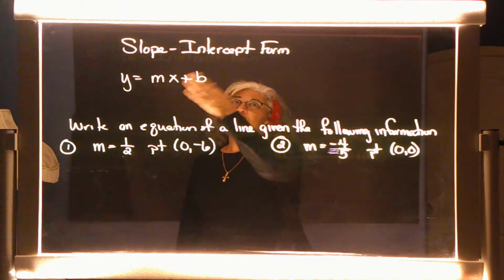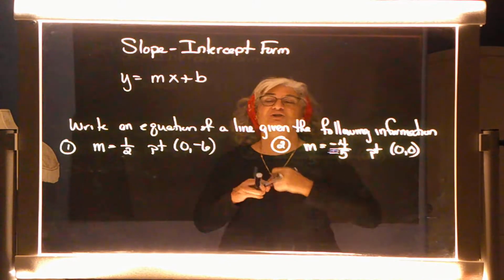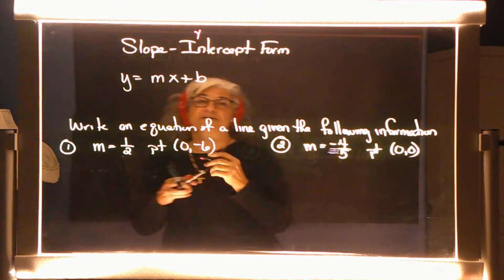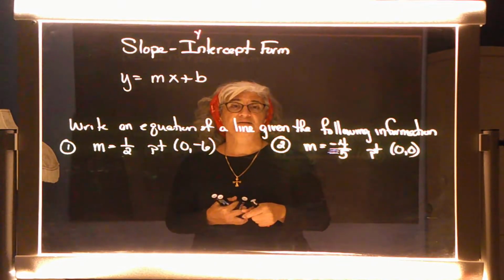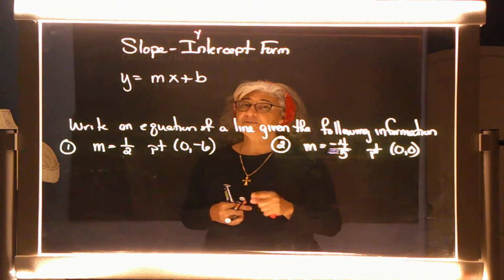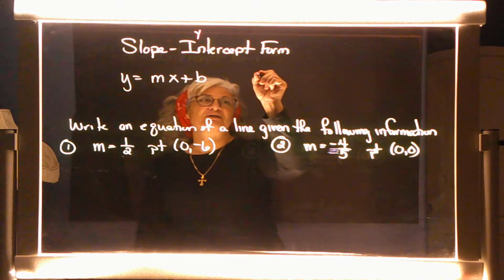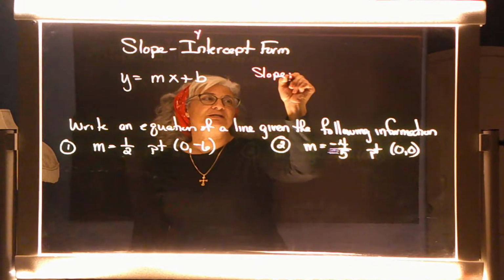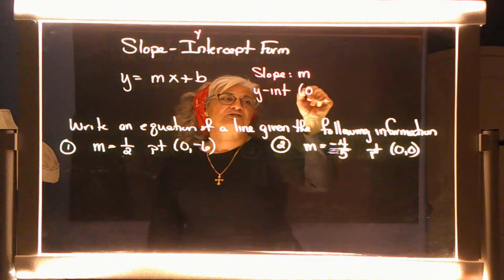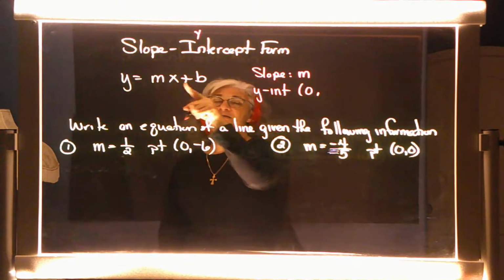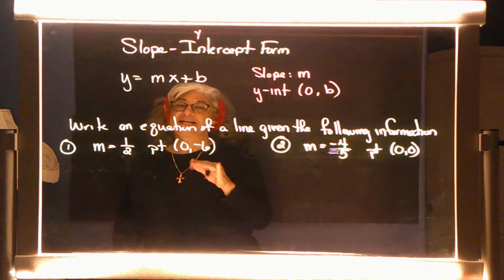Okay, so remember the slope-intercept form. And if you remember from a previous lecture, I actually called it the slope y-intercept form. And it's y equals mx plus b, correct? The reason it's called slope-intercept is because this gives me what information? Yes, it gives me the slope, which is represented by m, and it gives me the y-intercept, which is represented by (0, b). Remember?